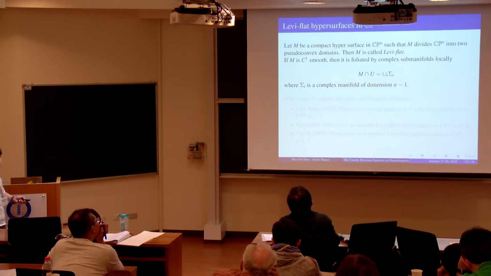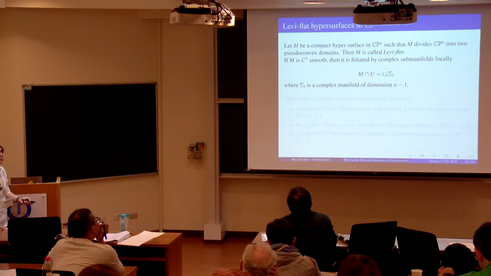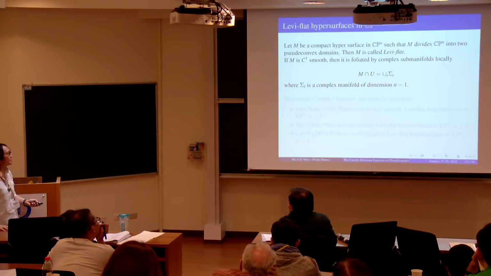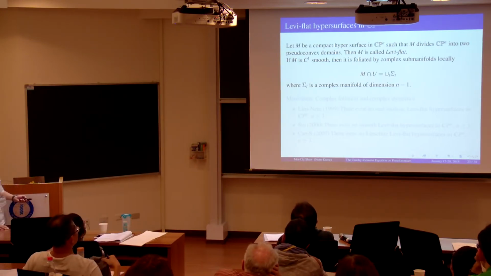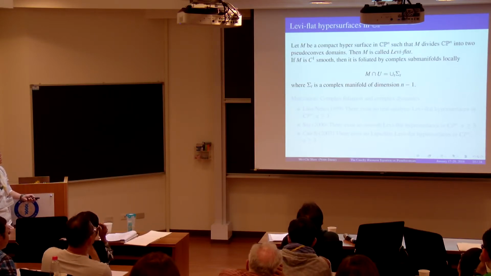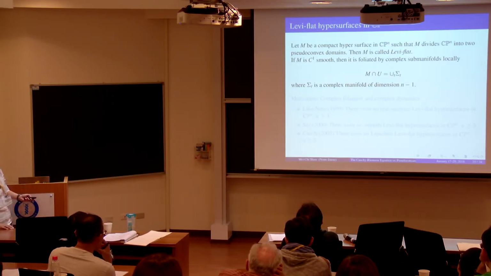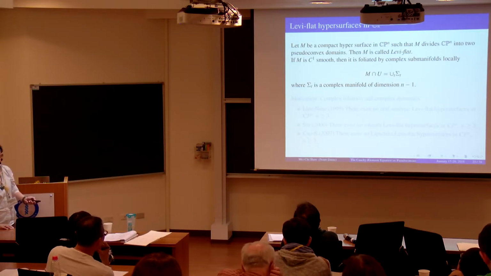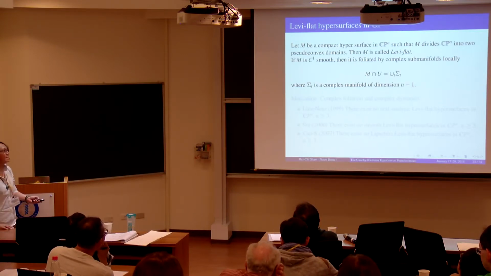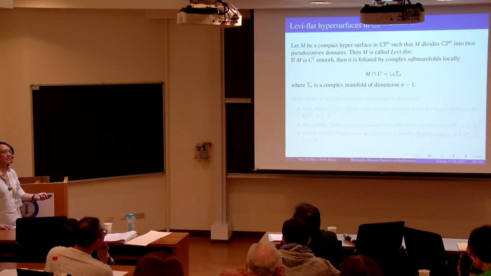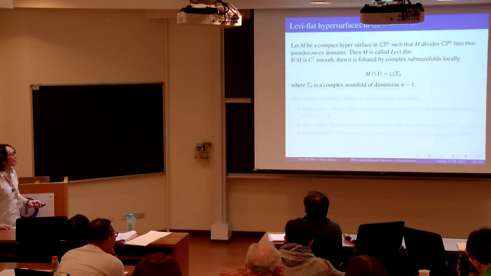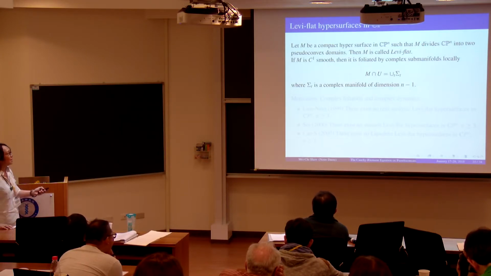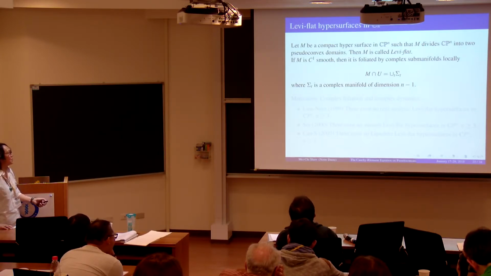Next, let me discuss a topic which has generated a lot of interest, the Levi-flat hypersurface in CPN. Suppose M is a compact hypersurface in CPN, such that M divides CPN into two pseudo-convex domains. We say M is Levi-flat. If M has a C2 boundary, Levi-flat is equivalent to saying the Levi form vanishes. If M is C1 or even Lipschitz, we can show that it is foliated by complex submanifolds locally. But the definition is more general, okay?